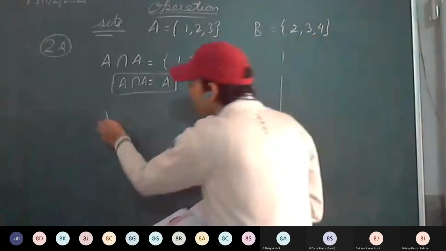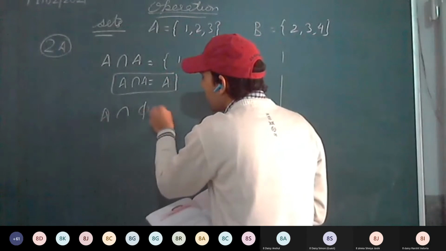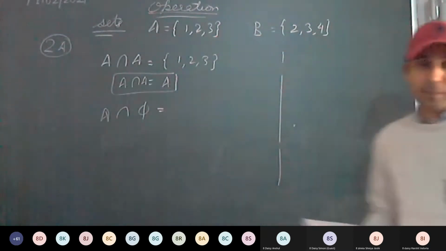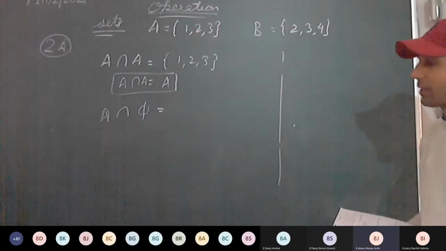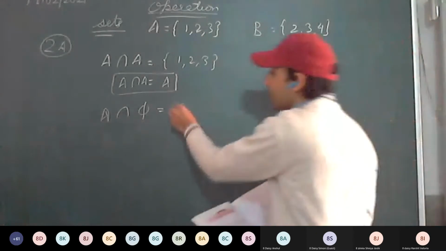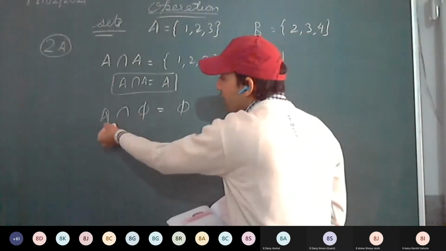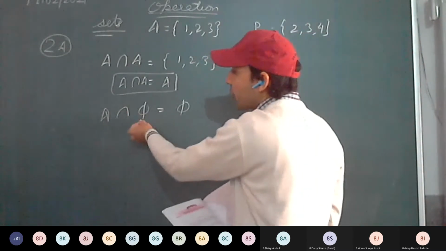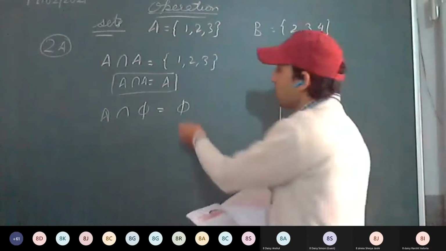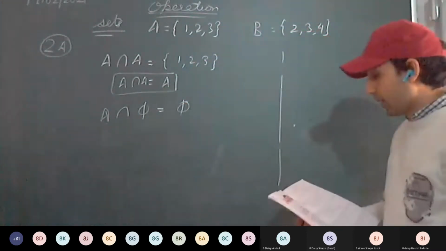If I'm taking A intersection null set, then it will be the null set, because the null set contains no elements. If you're taking intersection, you have to find the common elements. There are no common elements, so it's a null set.